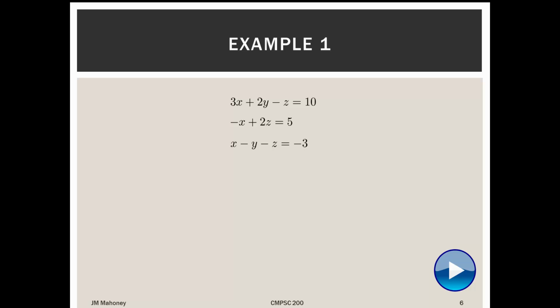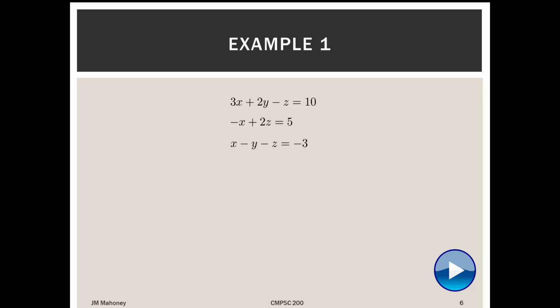Now we'll look at an example of solving a linear system of equations. In this example, we have three equations and three unknowns, x, y, and z. For this example, I'll tell you beforehand, there is a unique solution, so only one combination of x, y, and z that will satisfy all three equations, and there's exactly one that does that.